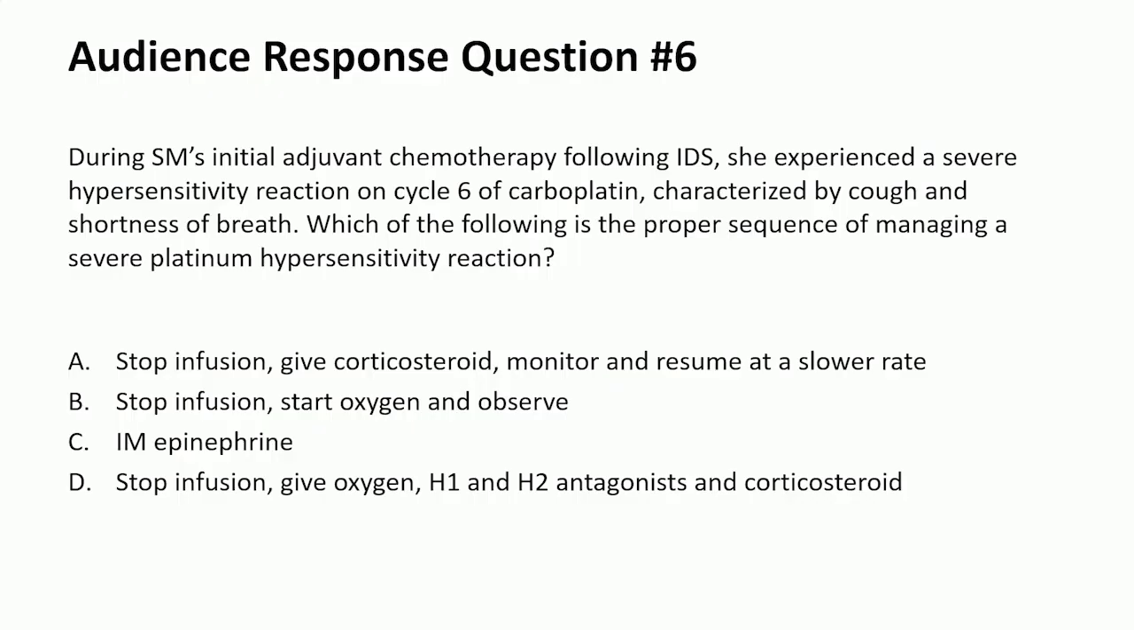During SM's initial adjuvant chemotherapy following IDS, she experienced a severe hypersensitivity reaction on cycle 6 of carboplatin, characterized by a cough and shortness of breath. Which of the following is the proper sequence of managing a severe platinum hypersensitivity reaction? A, stop the infusion, give a corticosteroid, monitor and resume at a slower rate? B, stop the infusion, start oxygen and observe? C, IM epinephrine? Or D, stop the infusion, give oxygen, an H1 and H2 antagonist, and corticosteroid?